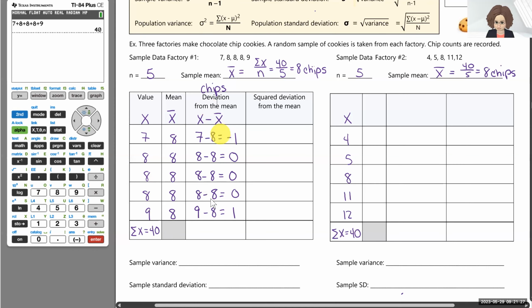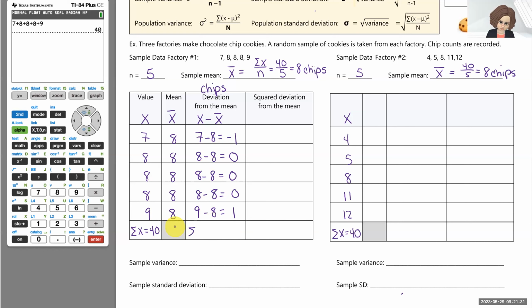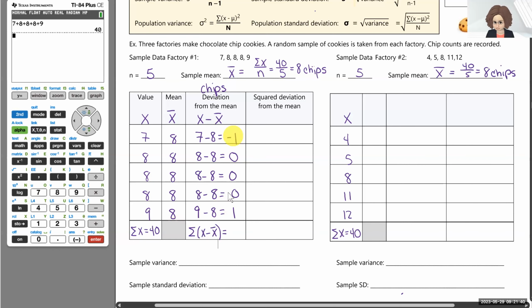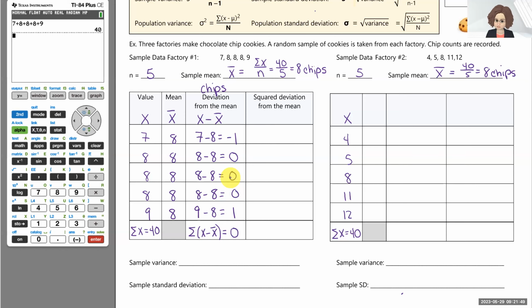Now, if I add that column, if I use sigma to add the values of each of the x minus x bar, the deviations from the means, you'll see here that -1 and 1 cancel out to 0, and then we have zeros. So when we add that column, we get 0.